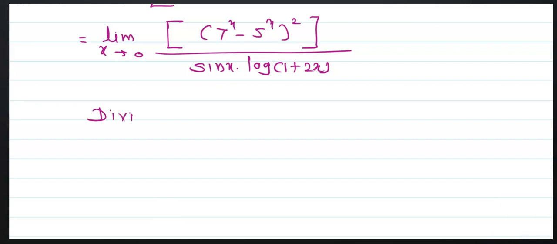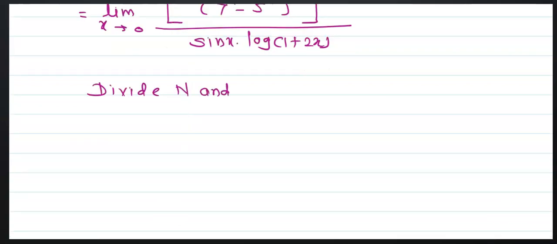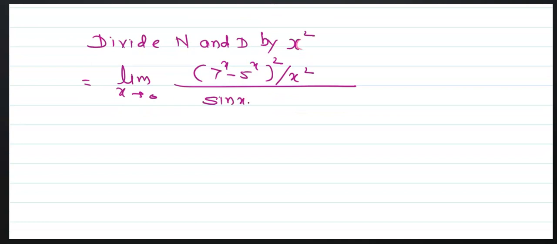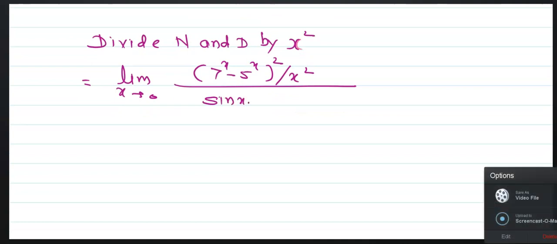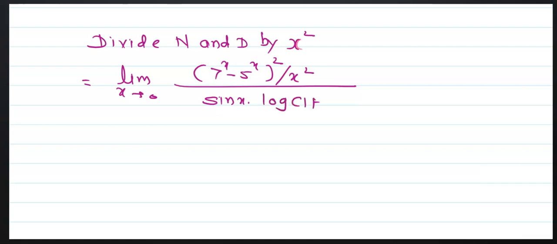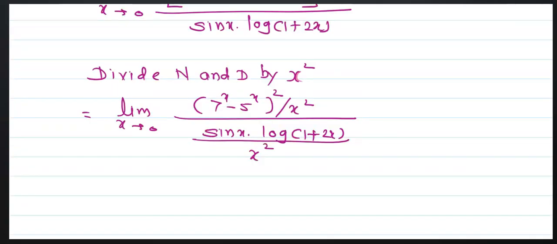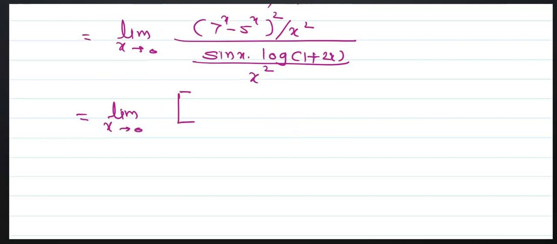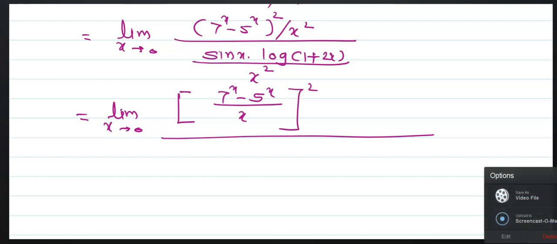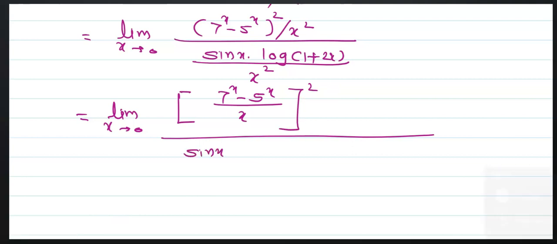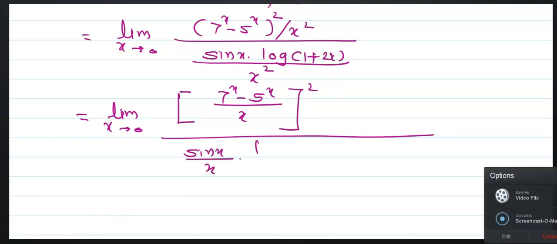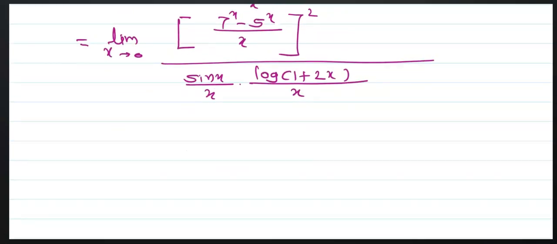Now divide numerator and the denominator by x square. Therefore, you will get limit x tends to 0, ((7 raised to x minus 5 raised to x) upon x) bracket square upon (sin x into log of 1 plus 2x) upon x square. Now again this can be written in the standard form, that is ((7 raised to x minus 5 raised to x) upon x) bracket square, upon sin of x upon x into log of 1 plus 2x upon x.